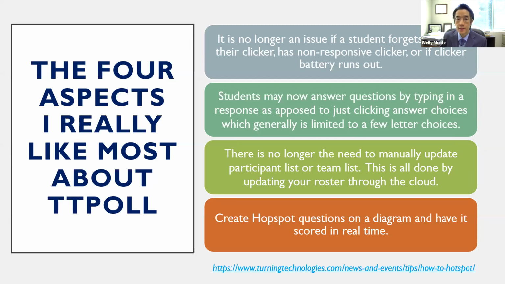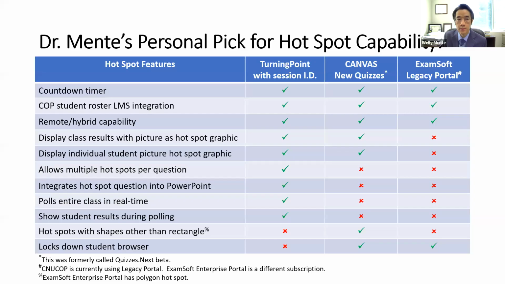Now there's no longer a need to manually update participant lists. We had to do that manually before Turning Point. All this could be done using uploaded rosters through the cloud. The hotspot question types on a diagram have been scored in real time now using TT-Poll. So now I'm going to show you my top pick.